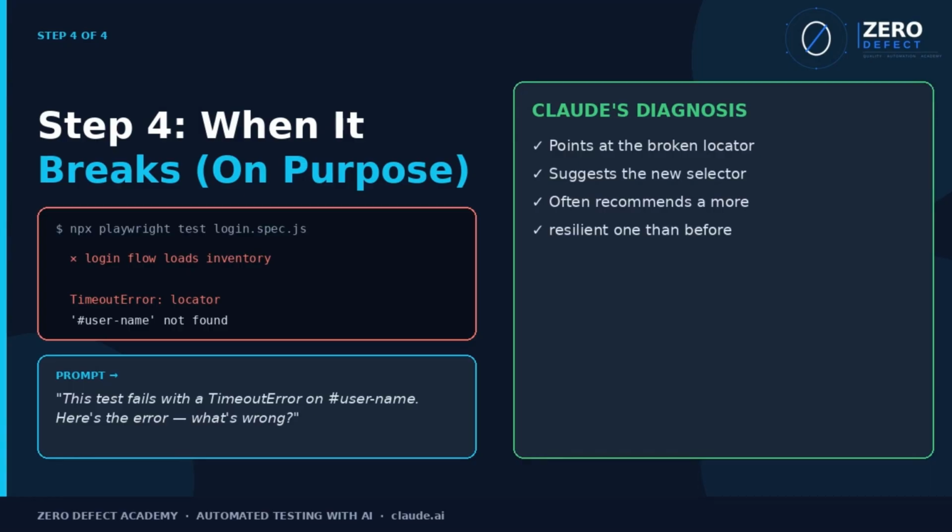That's the real lesson of step 4. Debugging with AI isn't just about fixing today's break. Done well, it can leave you with sturdier tests than you had before the break happened.